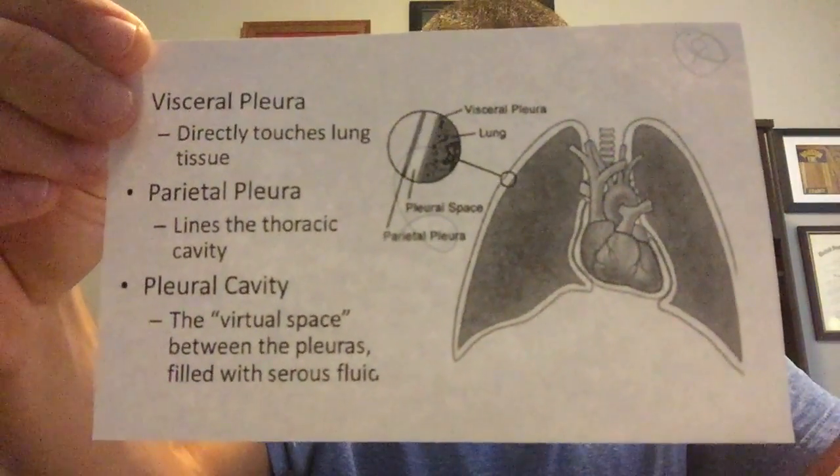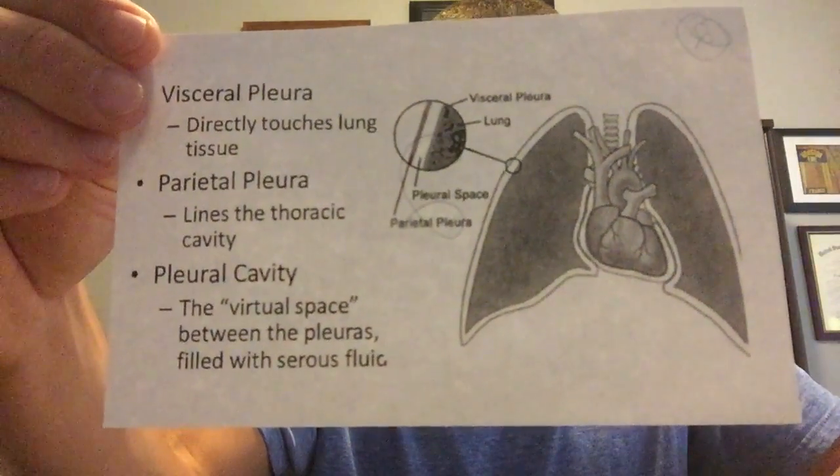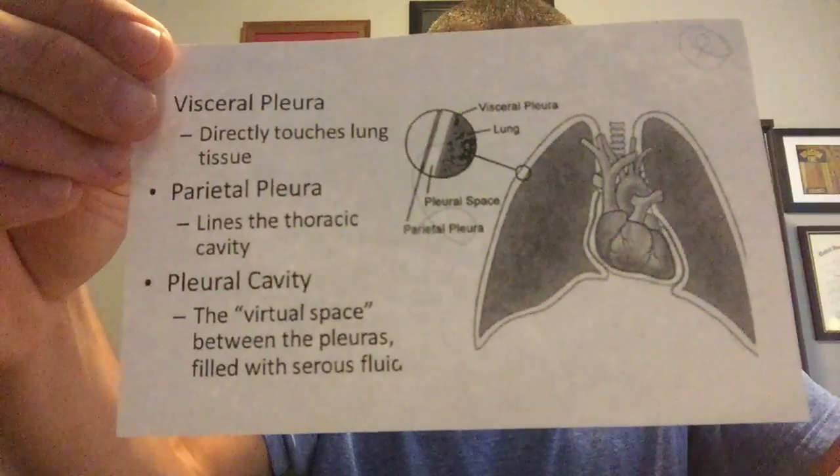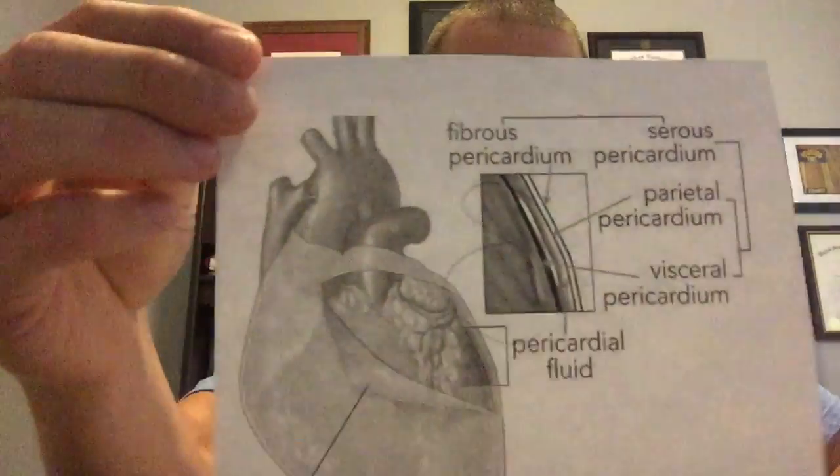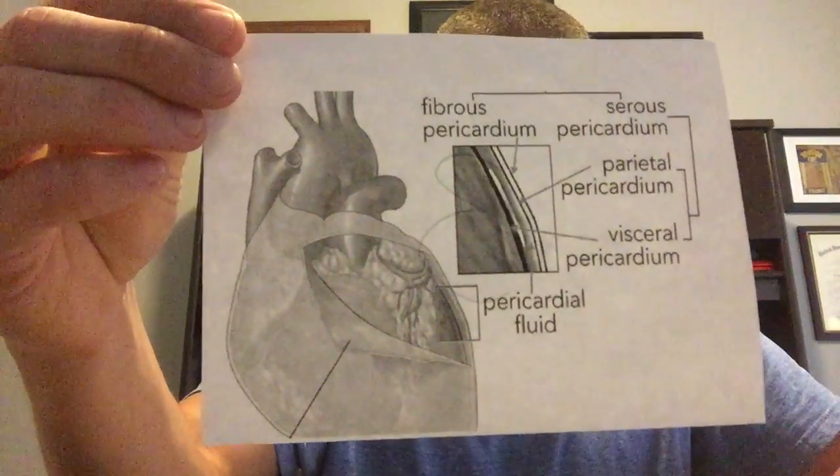The visceral and parietal pleura encompass the lung. The visceral and parietal pericardium encompass the heart.